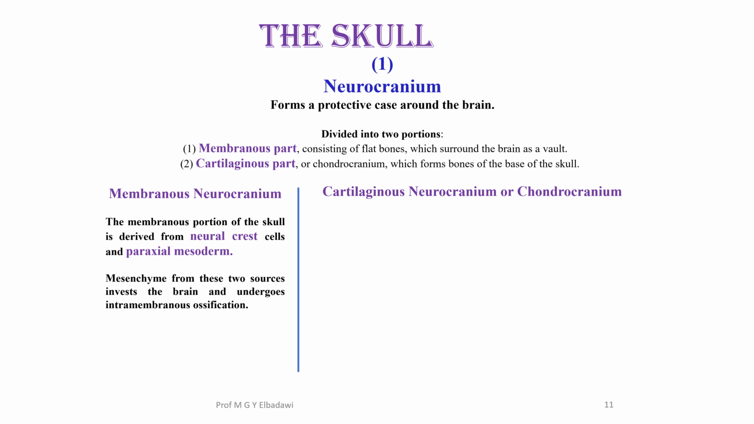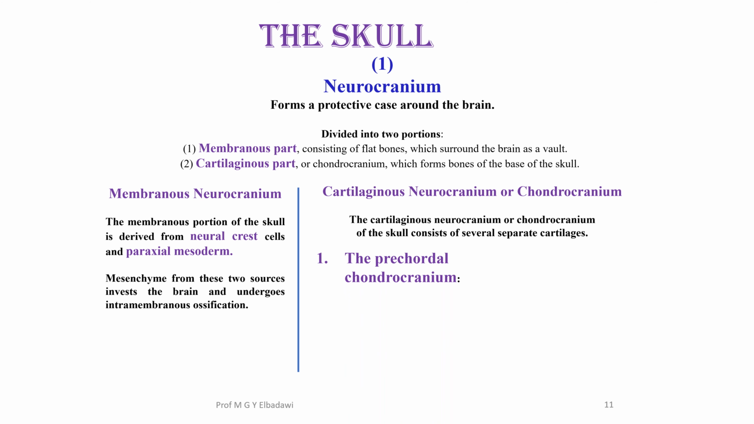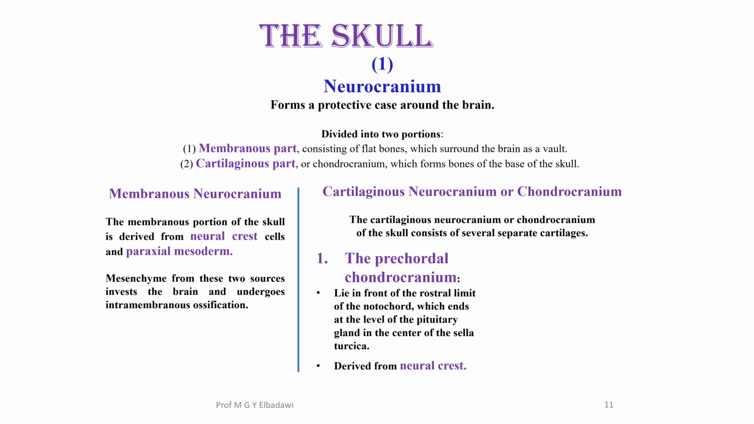The second part, which is the chondrocranium, the cartilaginous part, consists of several separate cartilages. Those cartilages are the precordal chondrocranium, and this is in front of the rostral limit of the notochord, which ends at the level of the pituitary gland, in the center of the sella where that gland lies, and this is derived from the neural crest.